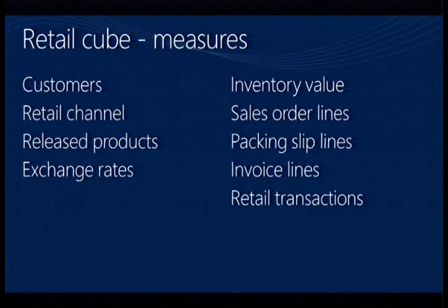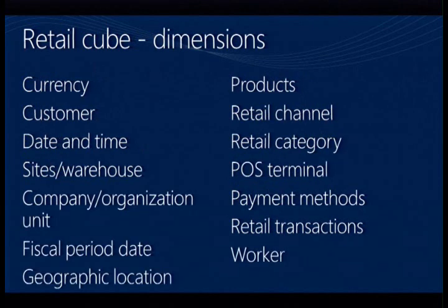For the retail cube, what did we do? We added measures. We have measures and dimensions. We added a customer. We added a retail channel. You can read it: inventory values and sales orders. We added a bunch of measures. We also added dimensions, because once you have the measure, you need to slice the data. You have customer, currency, store information, workers and products, terminals, payment methods. You can slice and dice the data the way you want it.